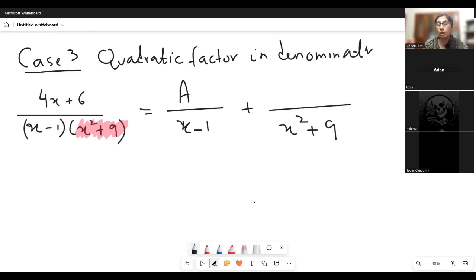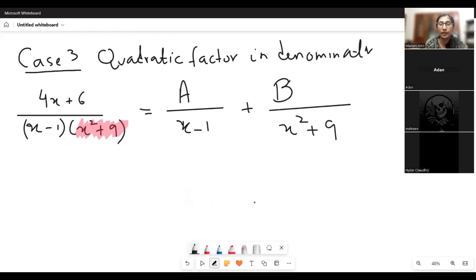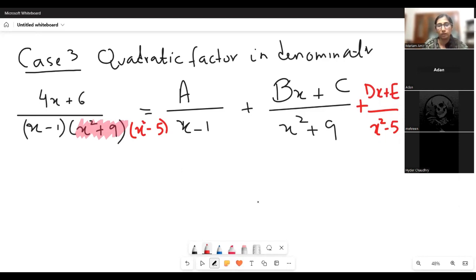So now, in the numerator of the quadratic factor, you write bx plus c. And just in case there was another one here, for example x square minus 5, then you would add another fraction with x square minus 5, and here you write dx plus e. All right. But that is not the question right now.